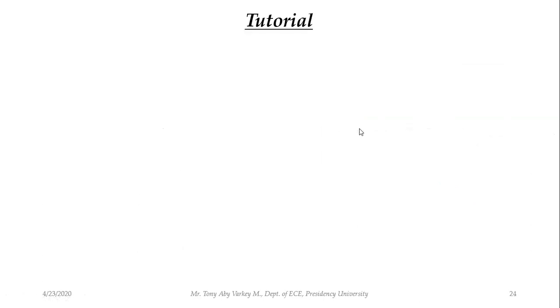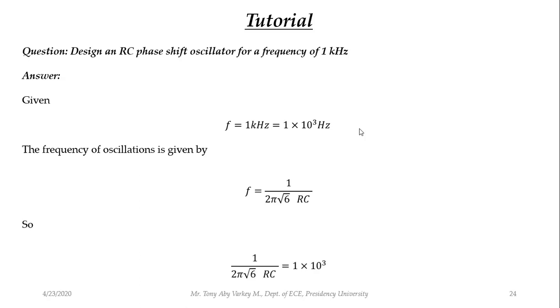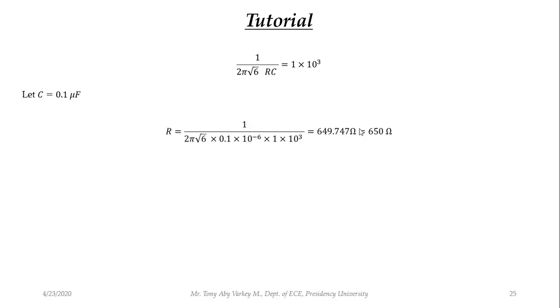Clear. So let us do a small tutorial. Design an RC phase shift oscillator for a frequency of 1 kilohertz. So F is 1 kilohertz, that is 1 into 10 power 3. Frequency of oscillations is given by F equal to 1 by 2 pi root 6 RC. Correct. So 1 by 2 pi root 6 RC should be equal to 1 into 10 power 3. Let us take C as 0.1 microfarad. So what will be R? I can substitute the value of C here and find the value of R.